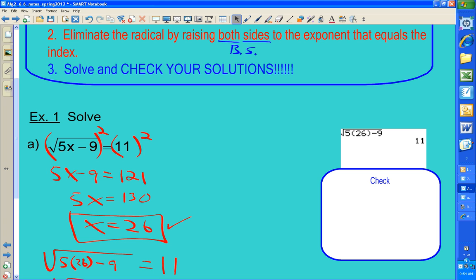Any questions on this example? Easy when it's already isolated. Question. On the test, will there be adding negatives? Give me an example of what you mean. Like, would you ever have to add negatives and positives together on these? Well, I have to add 9 over here. Is that what you mean? Like, if I had plus 9, I would do minus 9. Would you ever get, like, negative 121 plus 9? Sure.